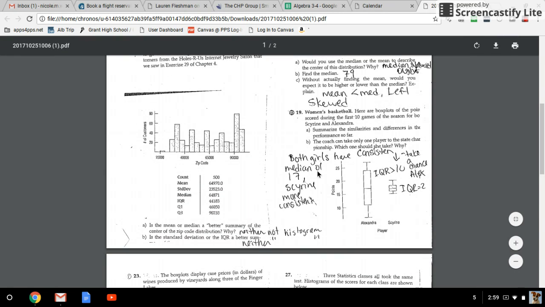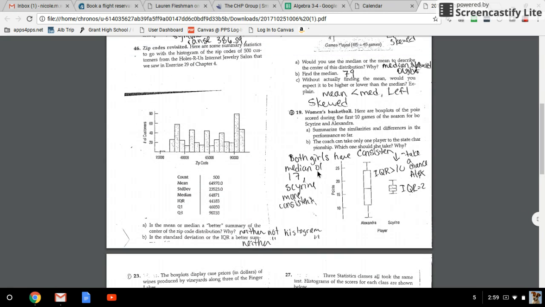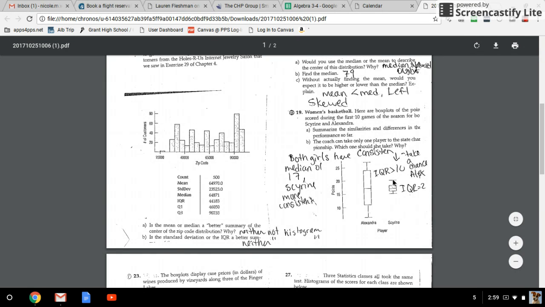I thought that this was a really good question, just because I think there's more than one answer. It says it's a box plot of the points scored for Serena and Alexandra, and so it looks like both girls have a median of 17. It looks like Serena is more consistent because she's consistently between 15 and about 20 points, whereas Alexandra can have as low as, it looks like, 5, to as high as about 27.